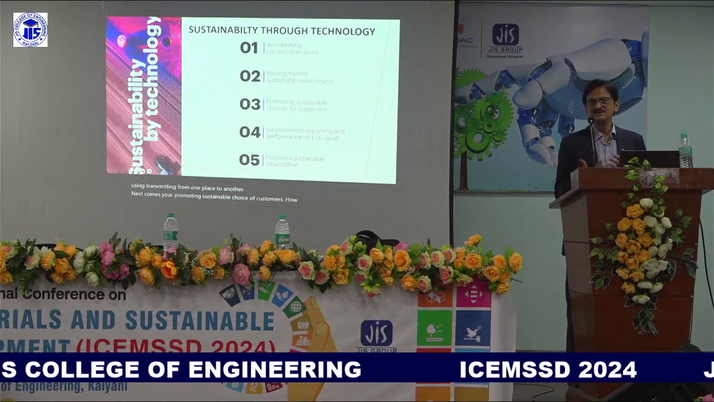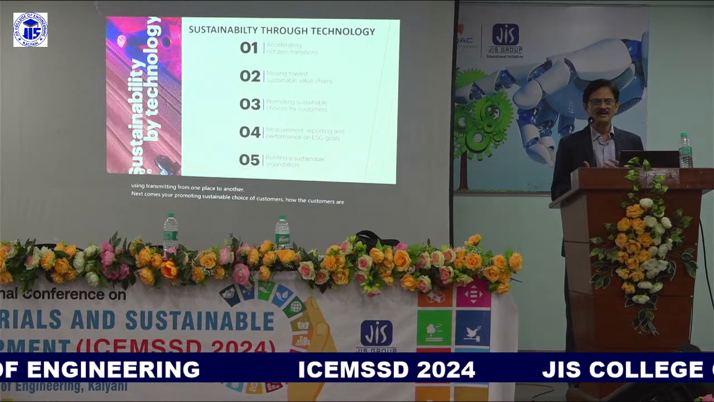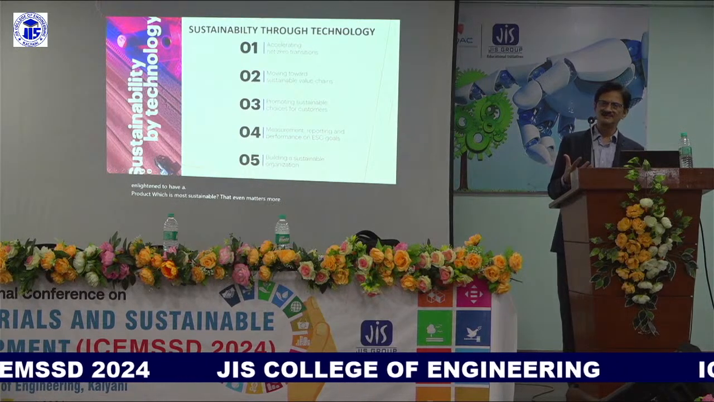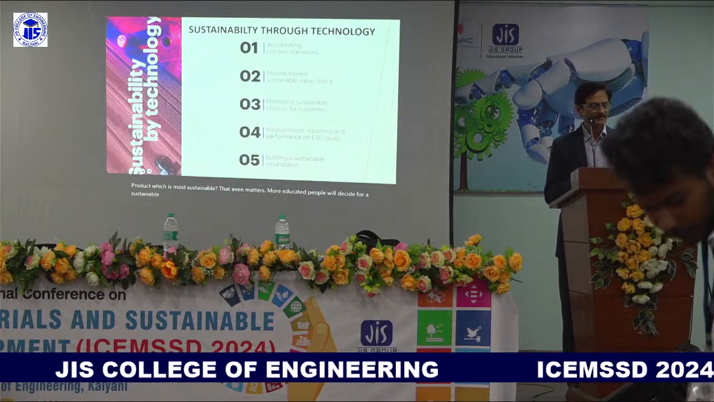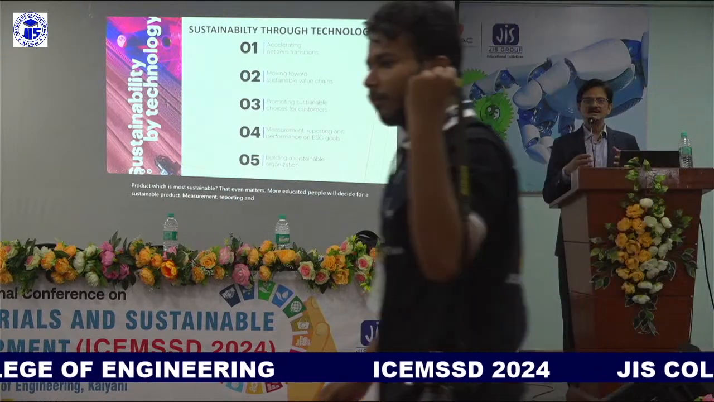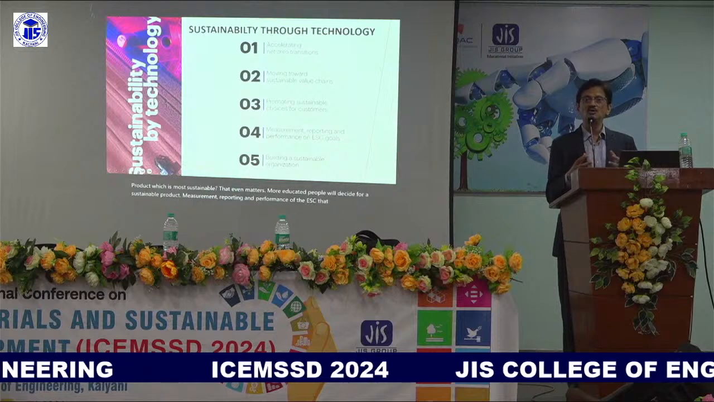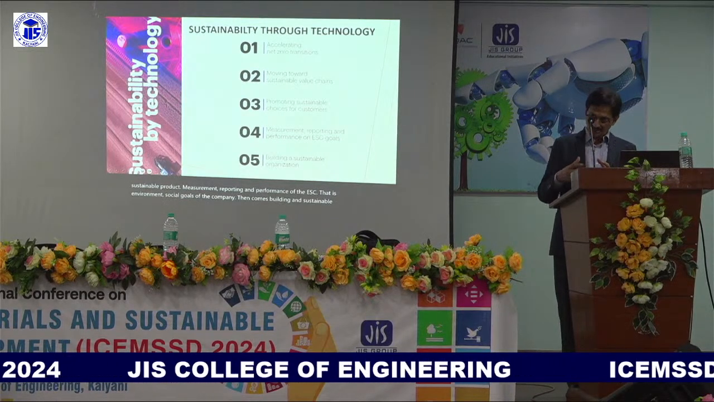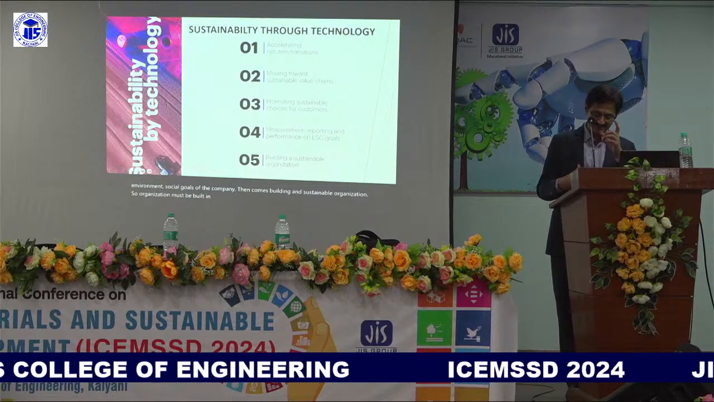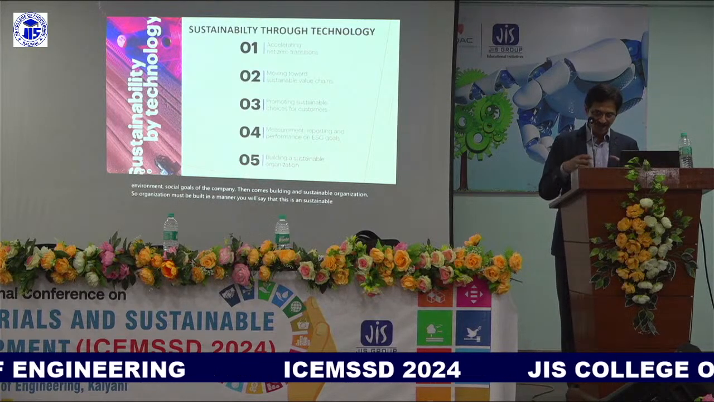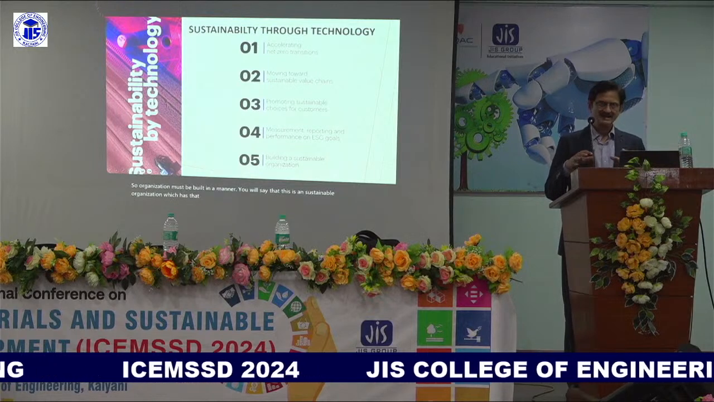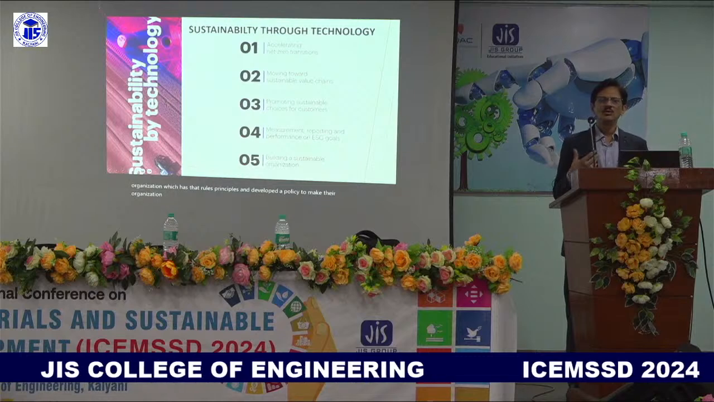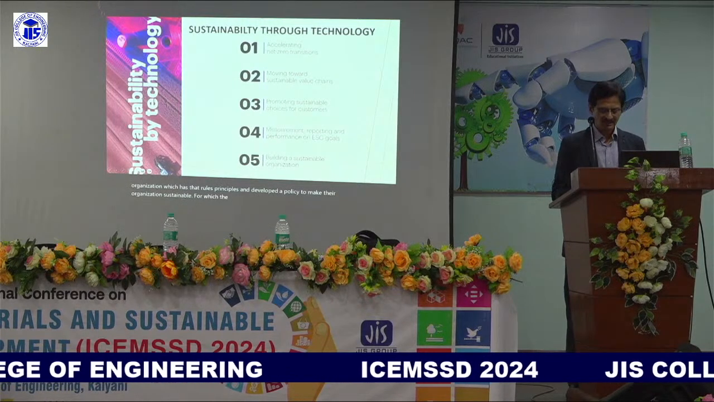Next comes promoting sustainable choice of customers. How the customers are enlightened to have a product which is more sustainable, that even matters. More educated people will decide for a sustainable product. Then measurement, reporting and performance of the ESGs, that is the environment and social goals of the company. Then comes building a sustainable organization. The organization must be built in a manner that you would say this is a sustainable organization which has the rules, principles and policy to make the organization sustainable, for which the whole result for the company will be good.